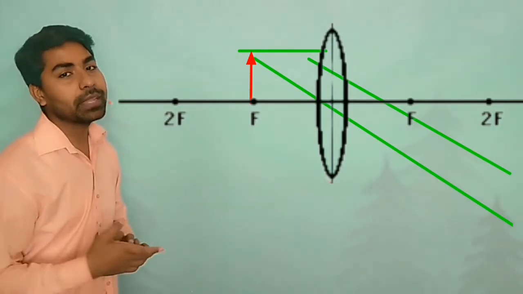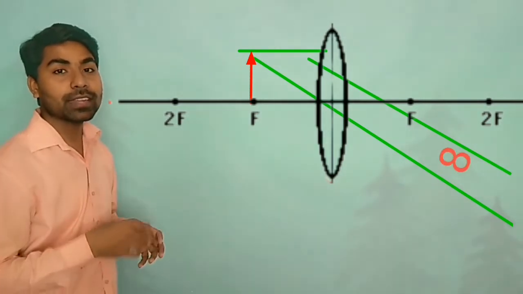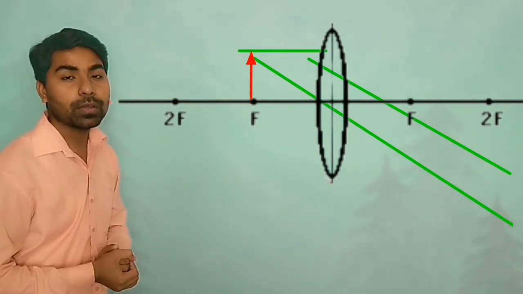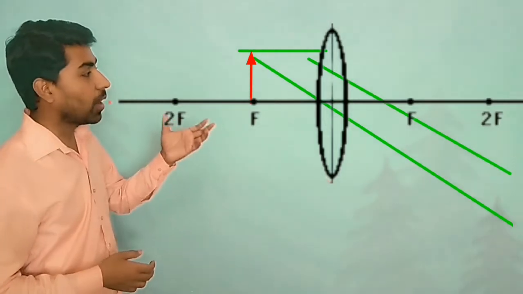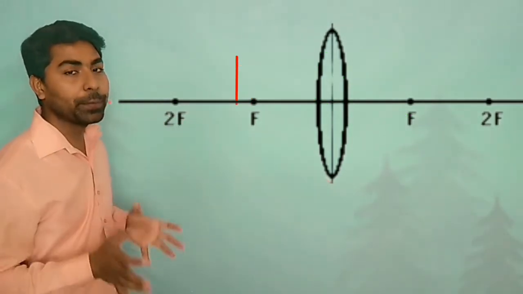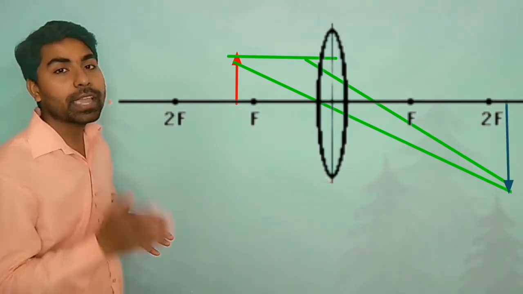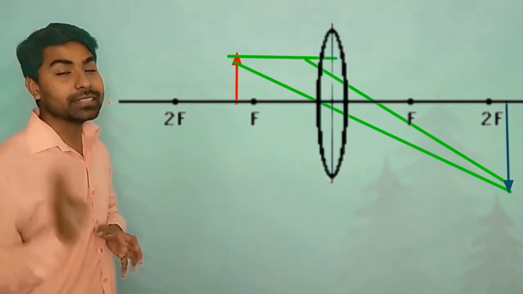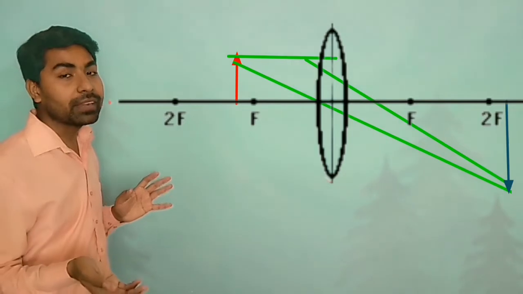But at this time, the image is formed at infinity. So will you take the lens to magnify an image from infinity? Infinity, we don't know. Then what will we do? At this time, we will take the object further back, meaning we will put the object between 2F and F to get a magnified and real image on the screen. Only this position is there to get it further magnified.